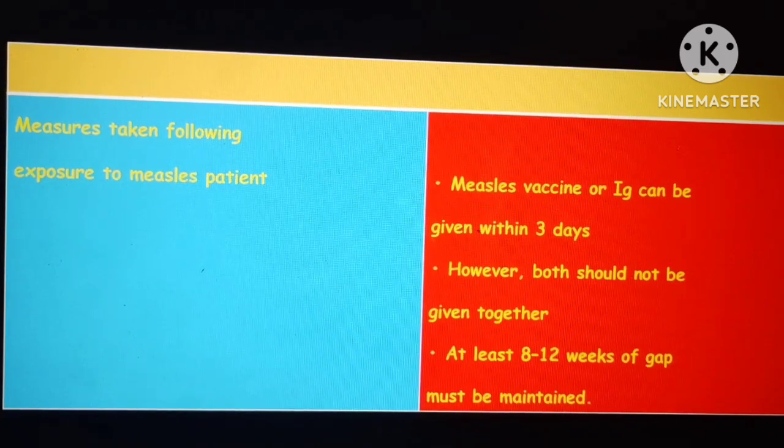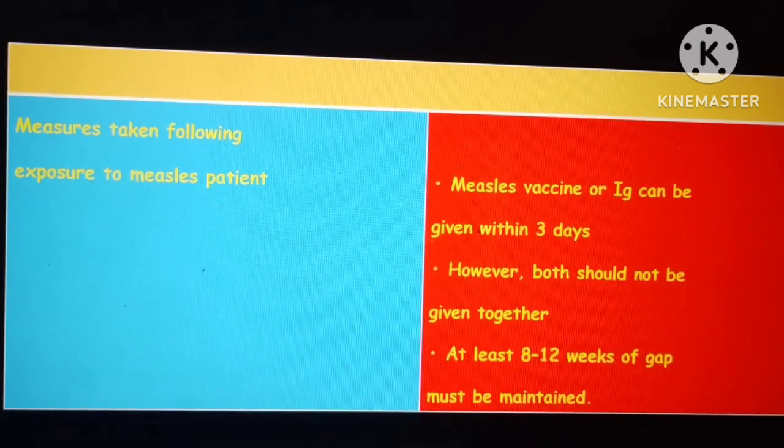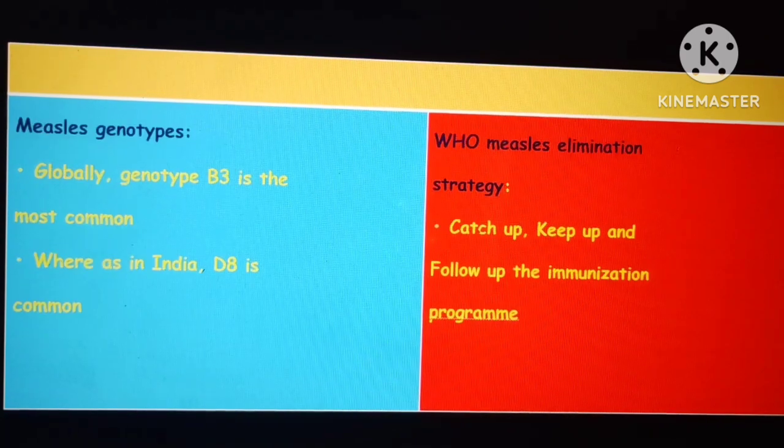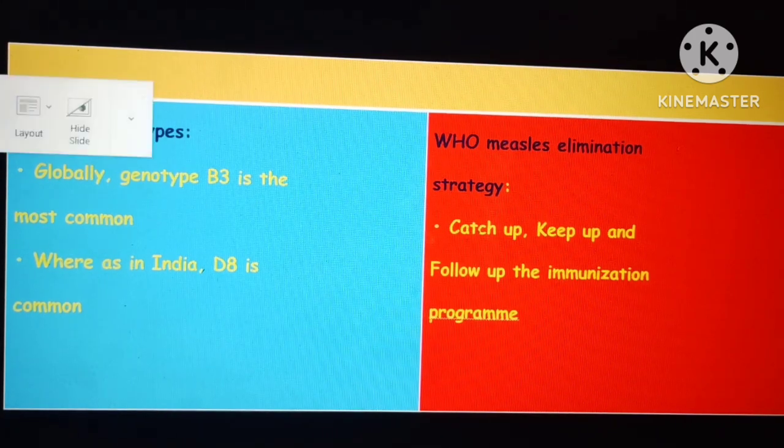If a person has been exposed to a measles patient, immunoglobulin can be given within 3 days. But both should not be given together, so there has to be a gap of about 12 weeks. The most common measles genotype globally is B3. In India it is the D8 genotype. The strategy for measles elimination is catch up, keep up and follow up immunization.